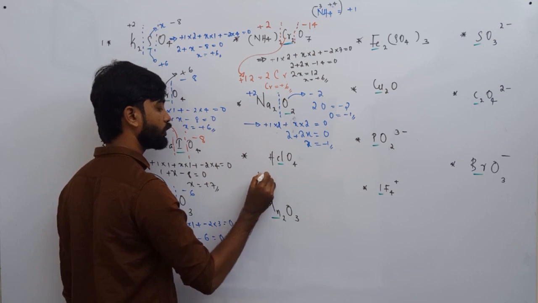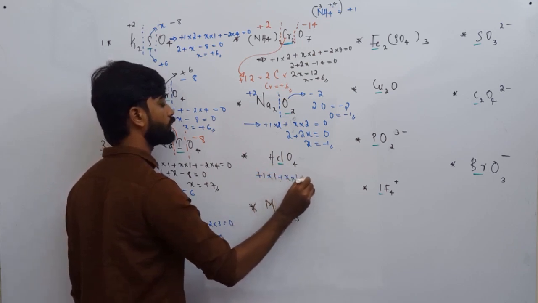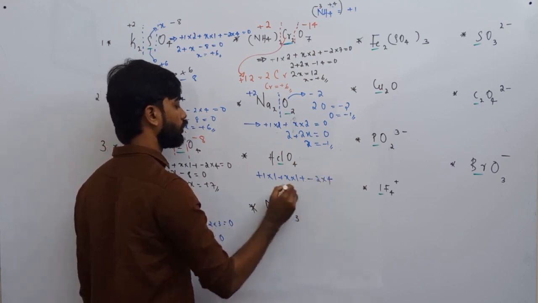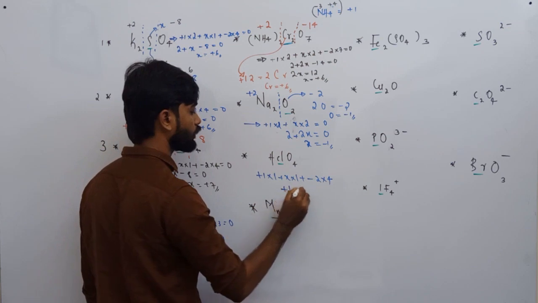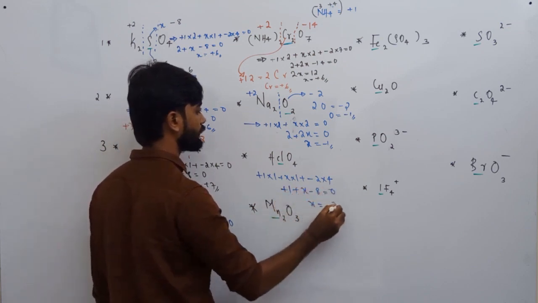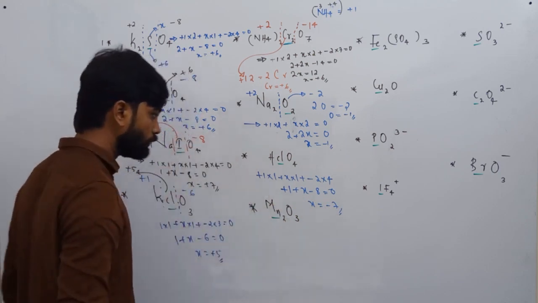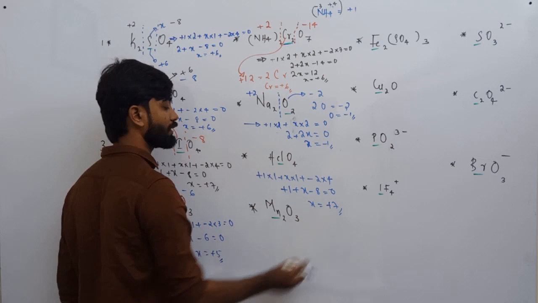So hydrogen plus 1 into 1, plus the unknown X into 1, plus minus 2 into 4, which is equal to 0. Which means plus 1 plus x minus 8 equal to 0. So x is equal to plus 7.